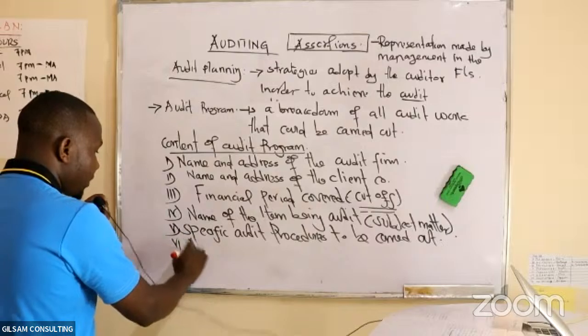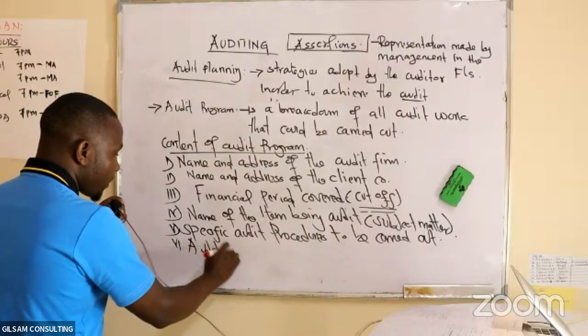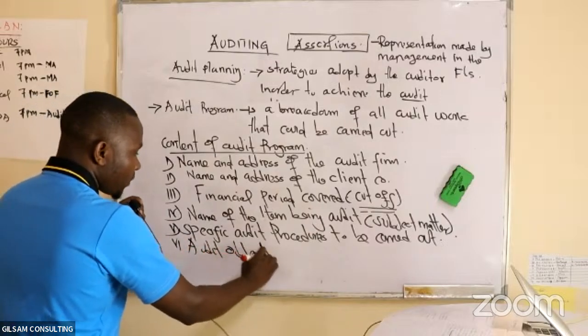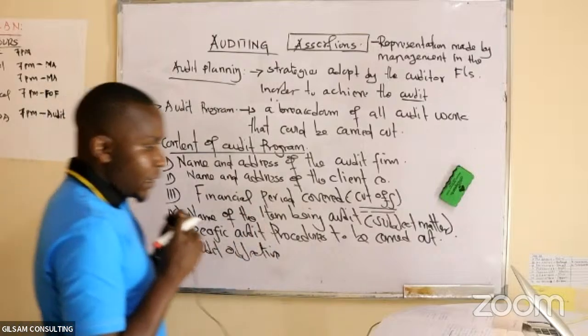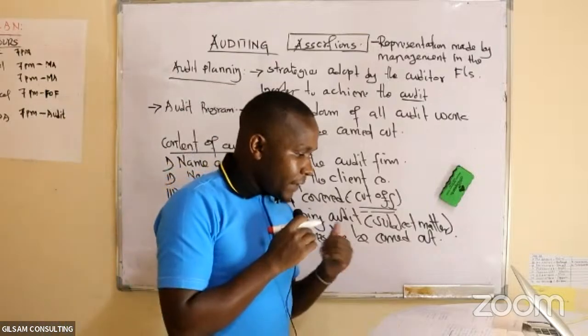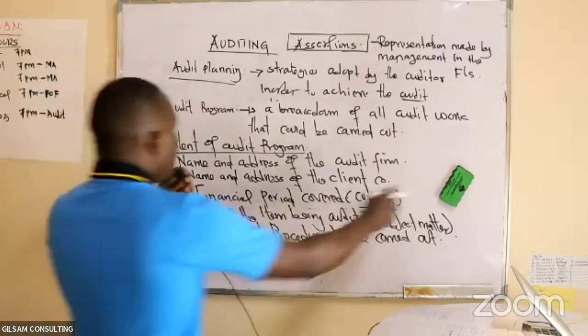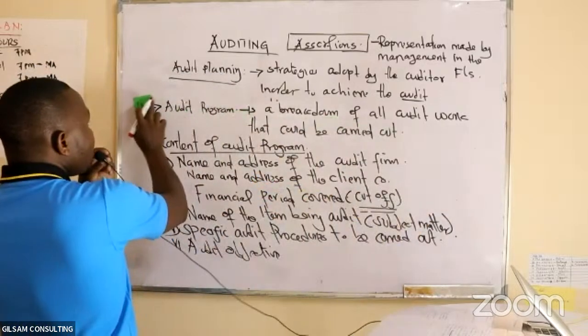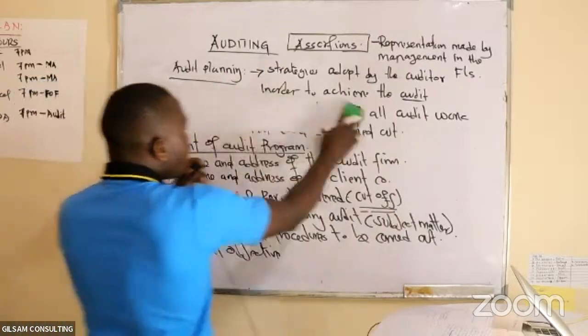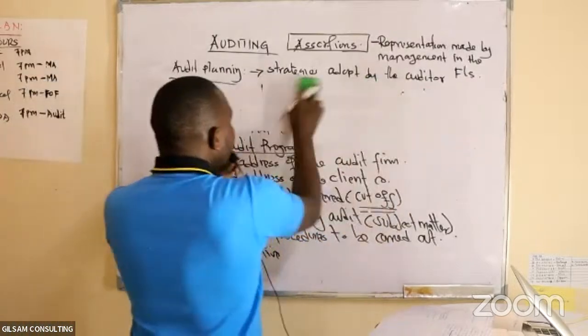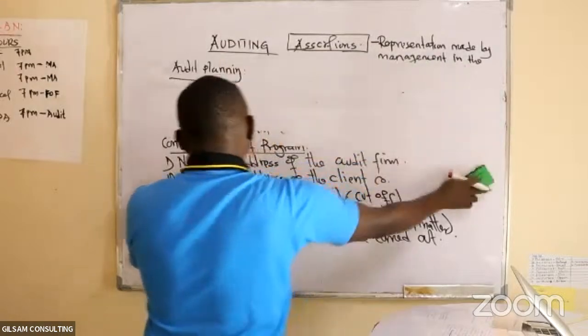Audit objective. And then we have the audit finding and conclusion. I think the next number. So don't lose the track. We are still on audit program.